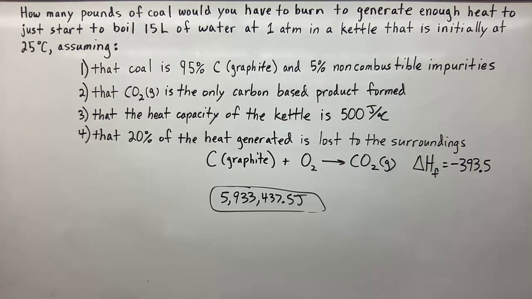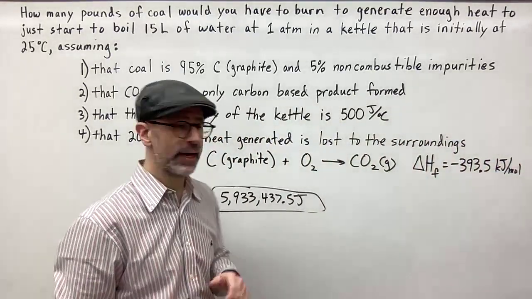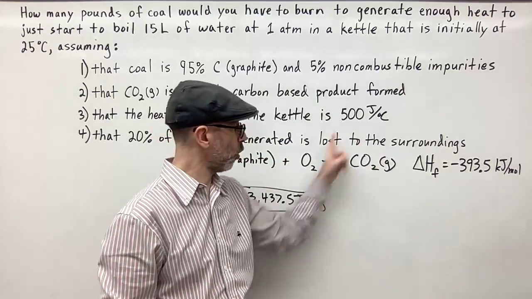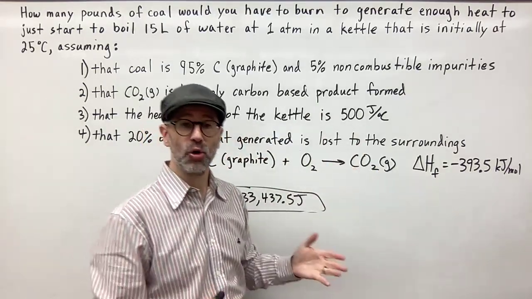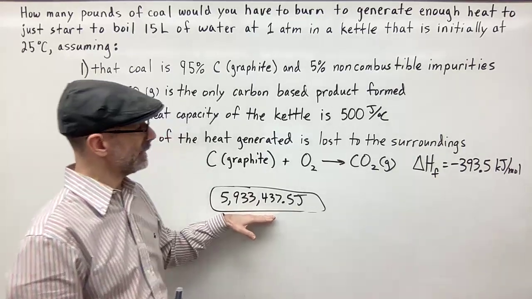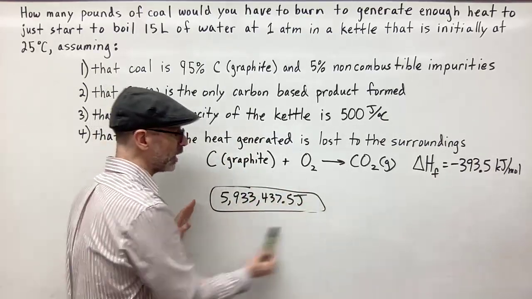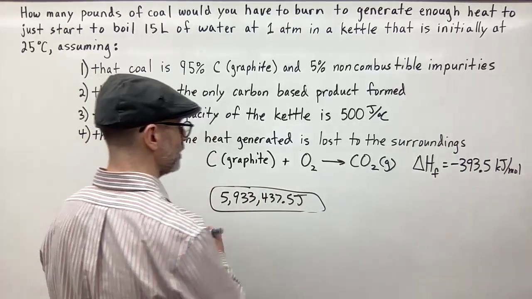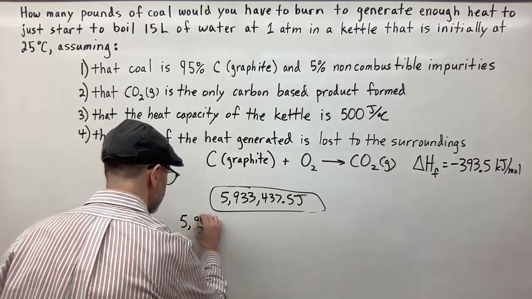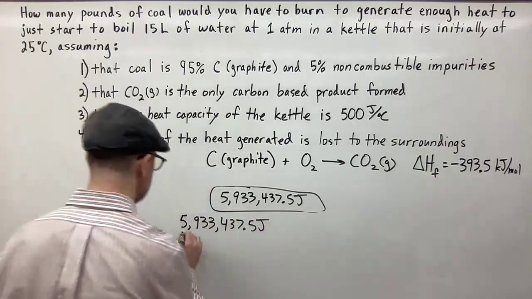Let me just double check that. Negative 393.5 kilojoules per mole. Okay, so now that I have this, this is per mole of CO2 formed. Of course, we're forming only 1 mole of CO2 in the equation. So now that I have joules here, I can convert joules into the amount of carbon graphite that was needed to get this amount of heat. So now I can take this amount here, 5,933,437.5 joules over 1.